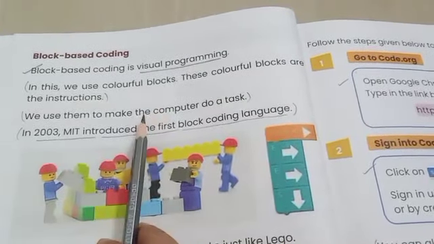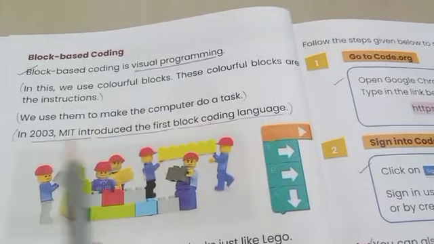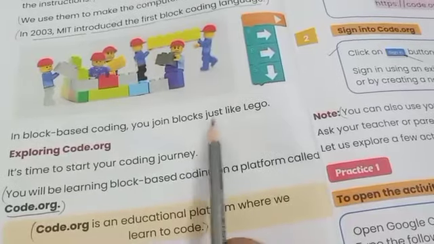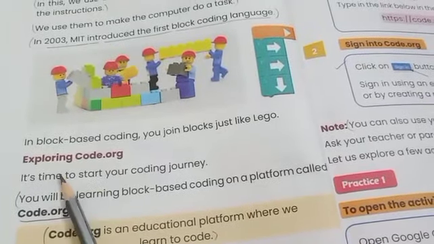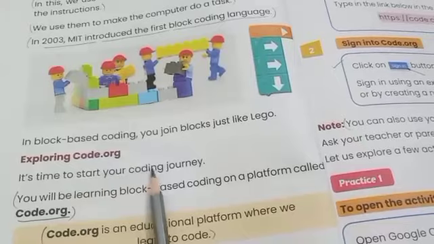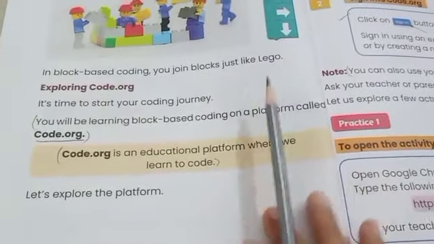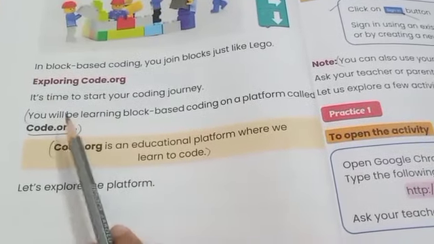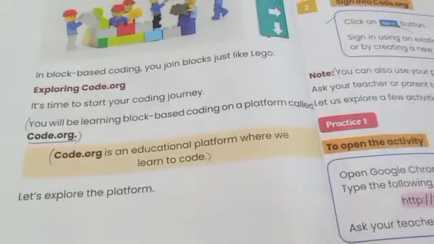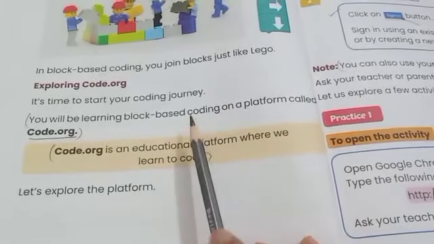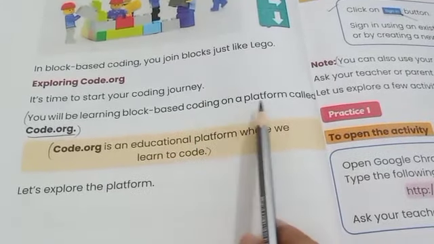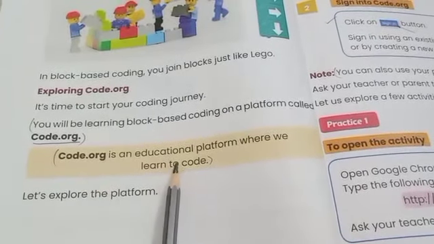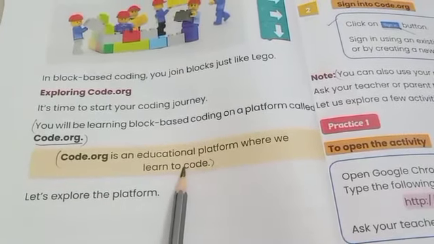You can mark on your book according to the page number as I have marked in mine. In block based coding you join blocks just like Lego. Now exploring code.org. It's time to start your journey. You will be learning block based coding on a platform called code.org. Code.org is an educational platform where we learn to code.